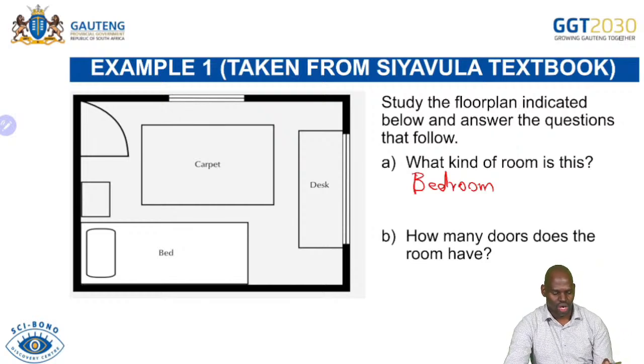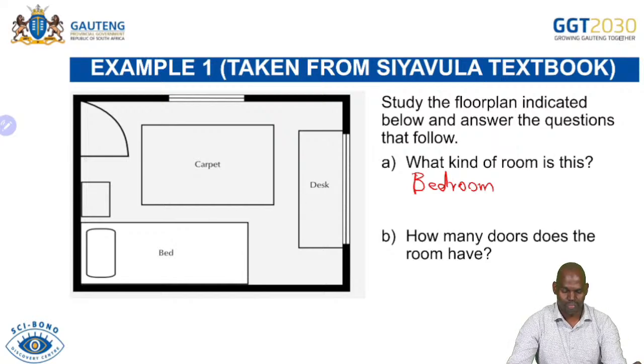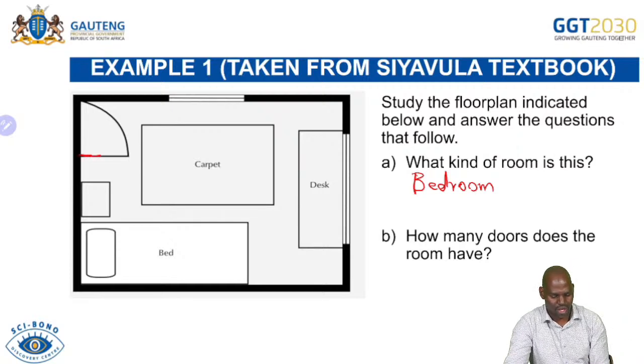Okay, then as you have seen in the previous slides, the symbols that are indicated. So for this one the question is: how many doors does the room have? Then now you have to think about the symbol that represents a door. Okay, so in this case, remember, this is the symbol for a door. So when you check on this plan, you can see there's only one of these. So how many doors does the room have? It's only one.